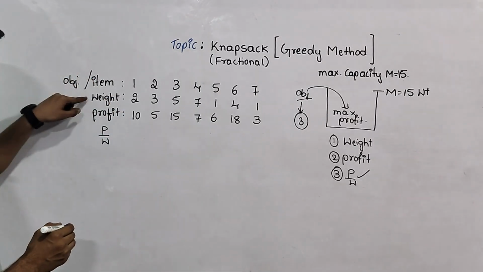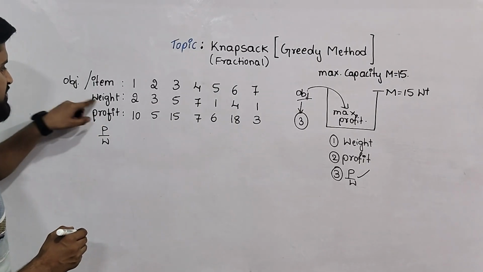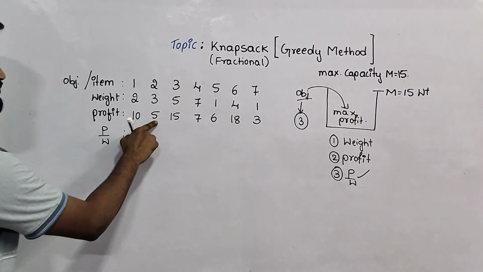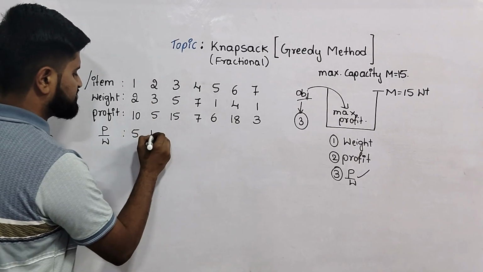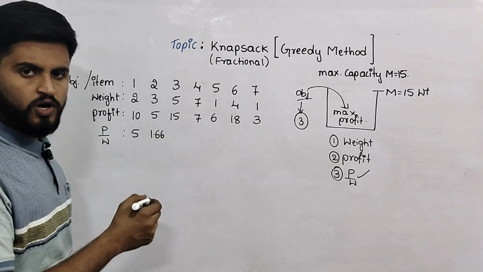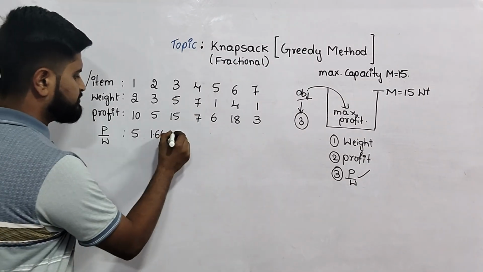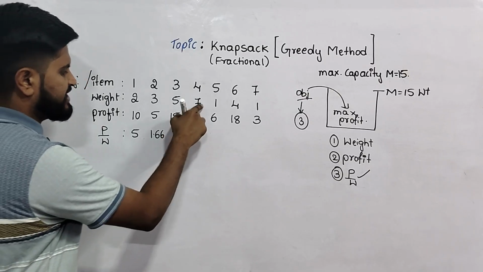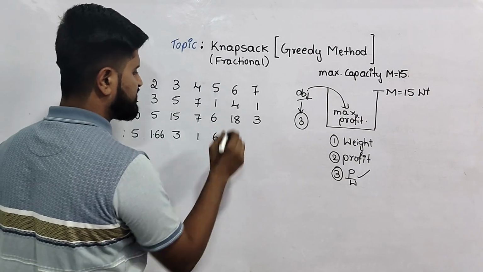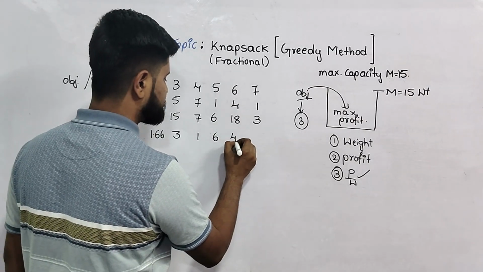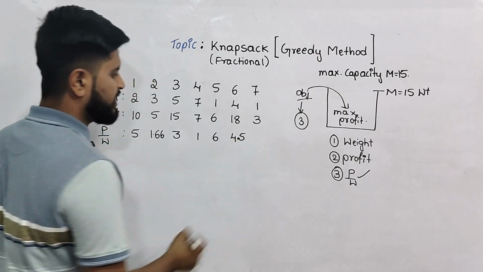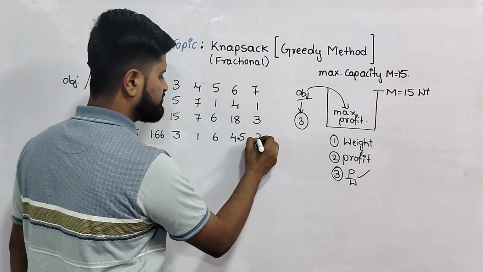Here profit is here, weight is here. Profit divided by weight: 10 divided by 2, what will be the value? 5. Next, 5 divided by 3, 3 ones are 3, 3 sixes are 18, so 1.66. 15 divided by 5, it will be 3. 7 divided by 7, 1. 6 divided by 1, 6. 18 divided by 4, 4 fours are 16, 4 fives are 20, so 4.5 will be the value. Next, 3 divided by 1 will be 3.